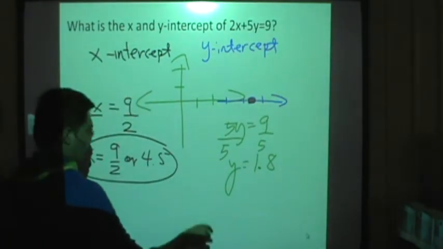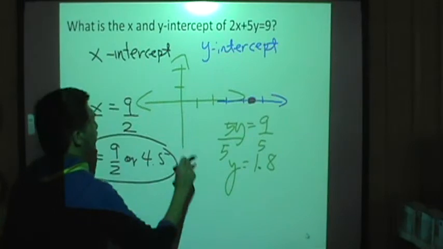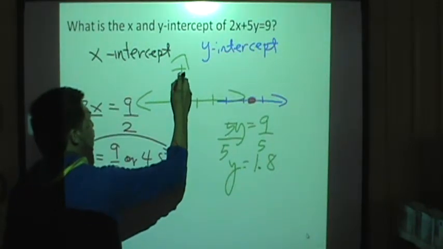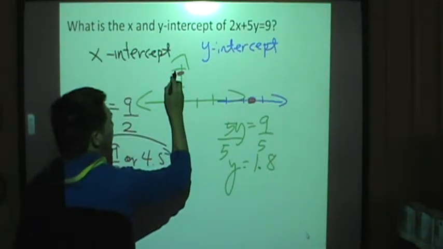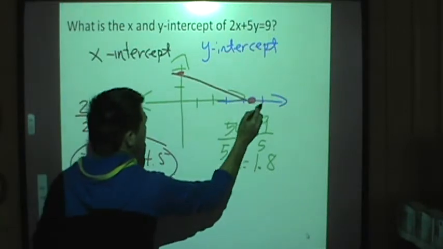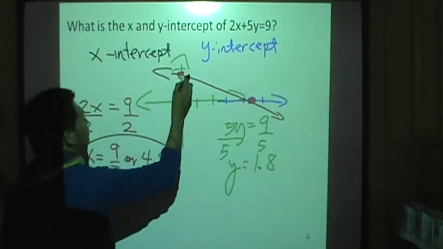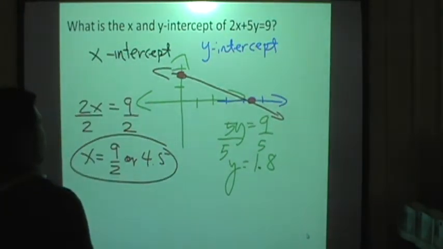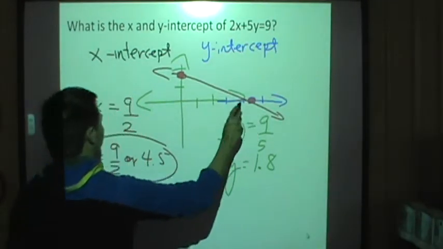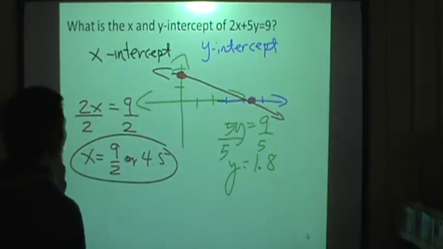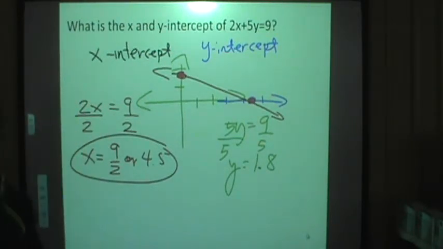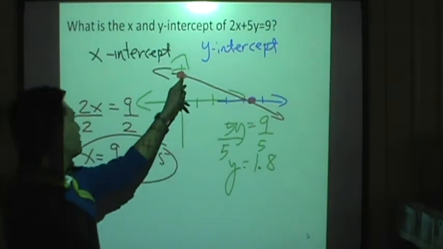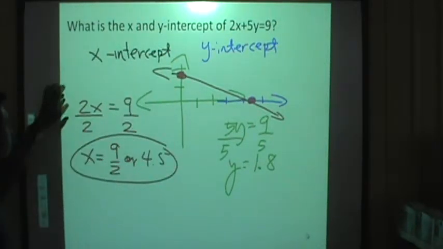And then the y-intercept is 1.8, which is closer to 2. That means this is going to be your line. That means your line is passing 4.5 of the x-axis and 1.8 of the y-axis. And we call them the intercepts. X-intercept, and then that's the y-intercept.